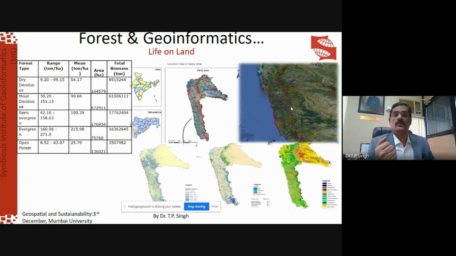Then coming to life on land also, which forest type is more towards decreasing rather than increasing of the biomass. So the geospatial technology is playing a role to achieve the goals of life on land as well as climate action.